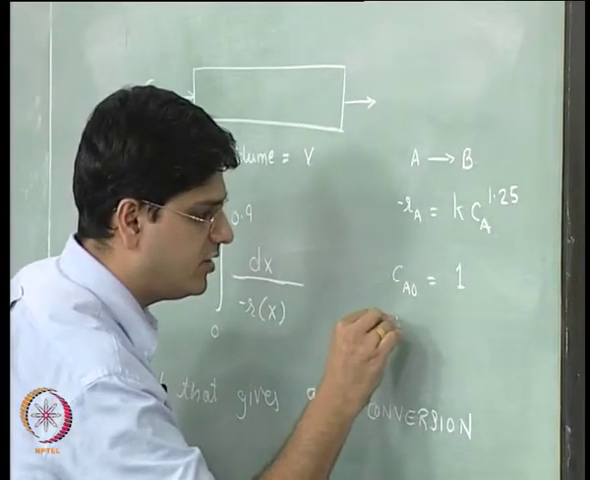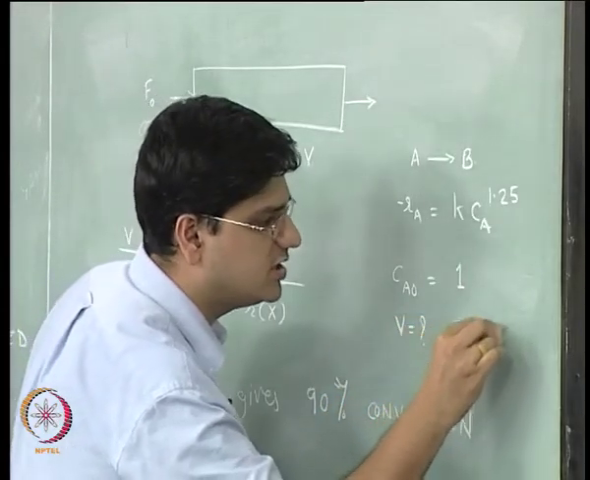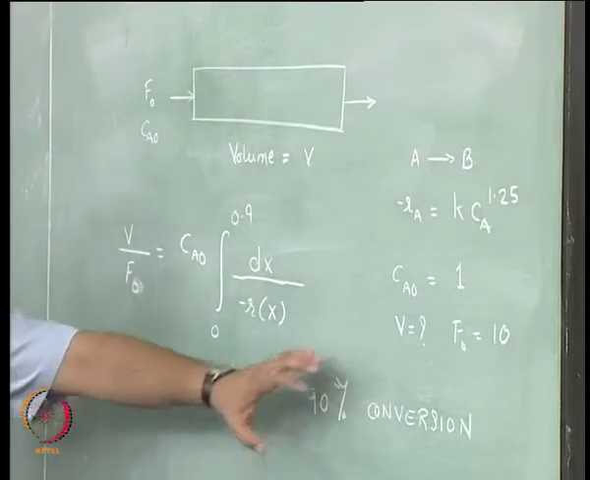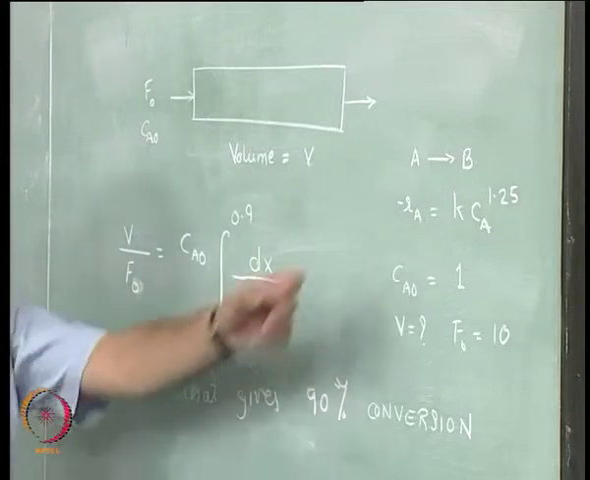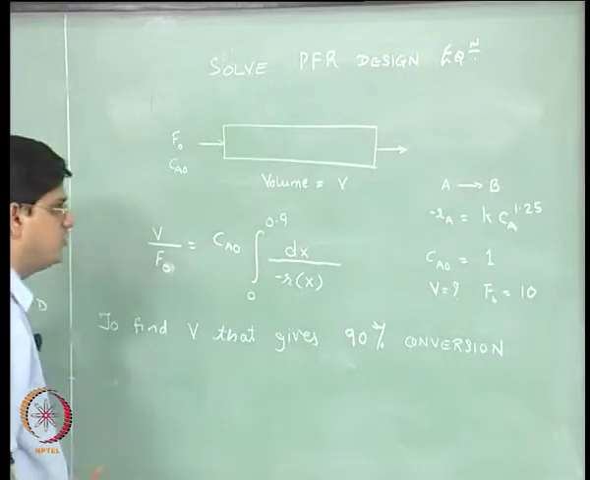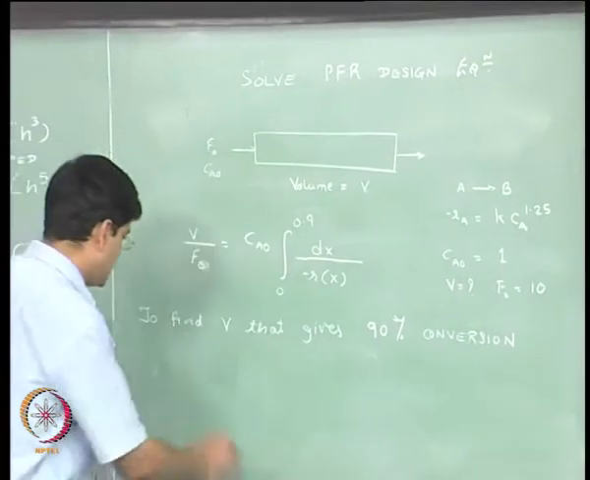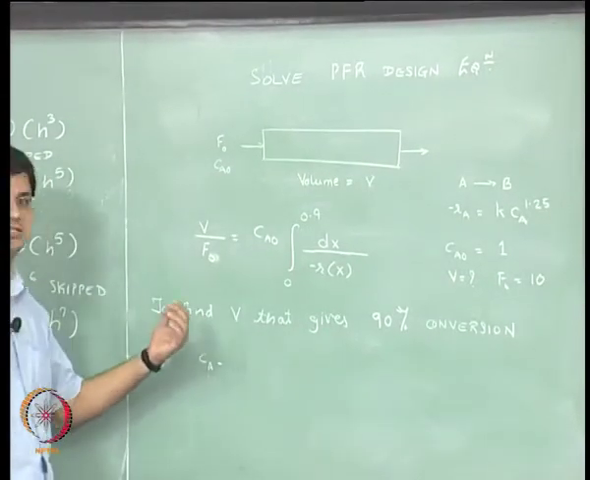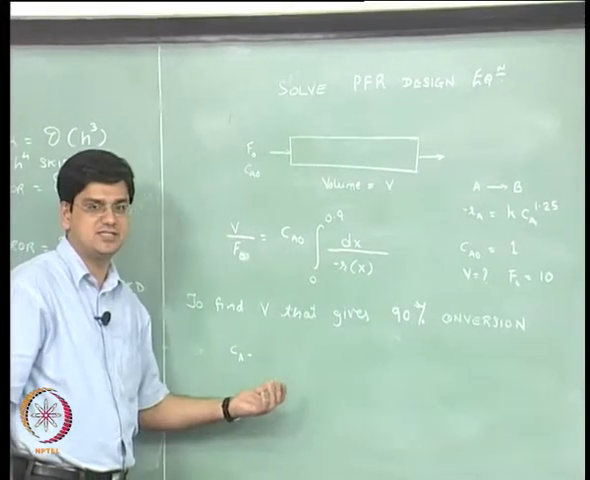Let us say we want to find out the volume. Let us say the flow rate F naught is say 10 meter cubed. Okay. This is the overall data that is actually given to us. The rate of reaction is R equal to K Ca to the power 1.25, and Ca, the way it is related to the conversion is, so conversion is Ca naught minus Ca divided by Ca naught.